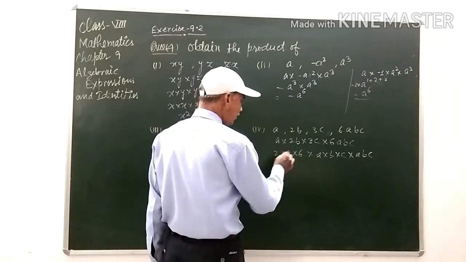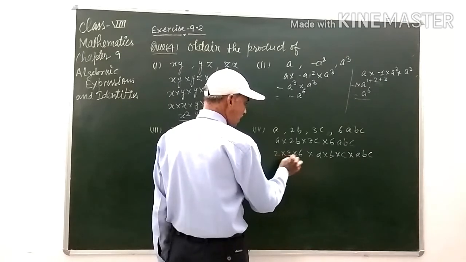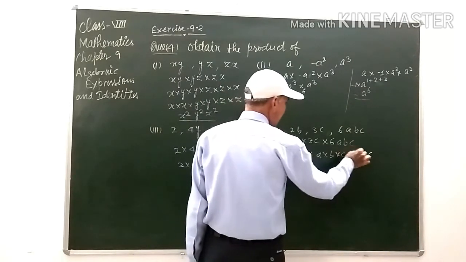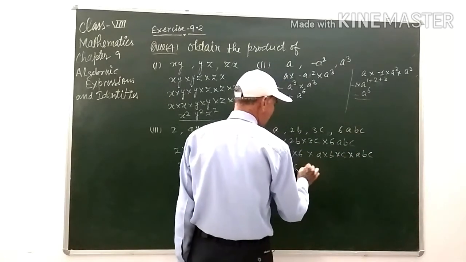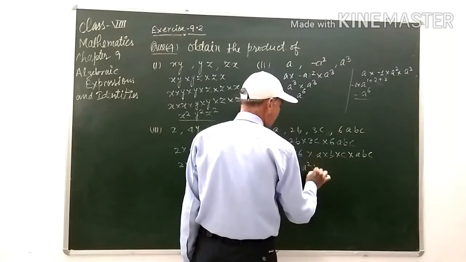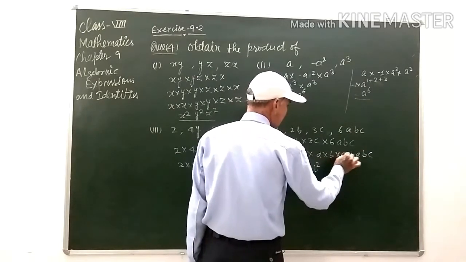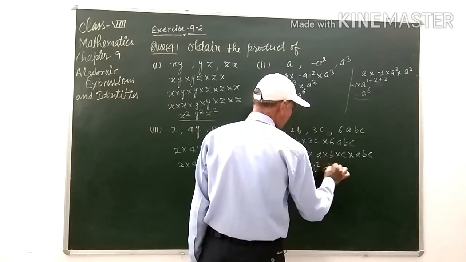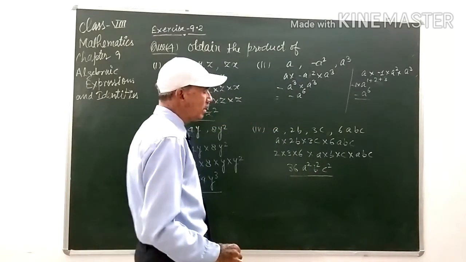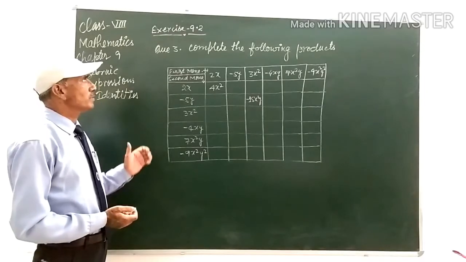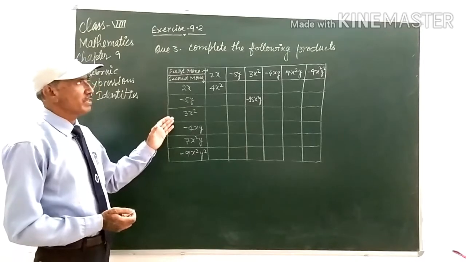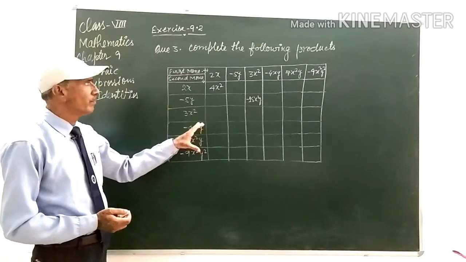This one, students, 2 3s are 6, 6 6s are 36. A into a, that is a square. B into b, that is b square, and c into c, c square, that is 36 a square b square c square. This is question number 3, and in this question you have to complete this table.